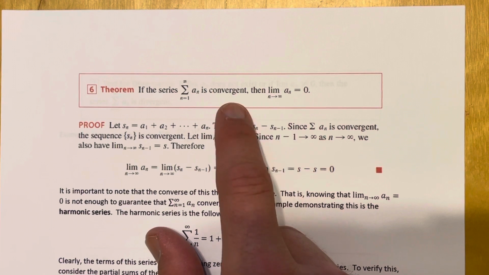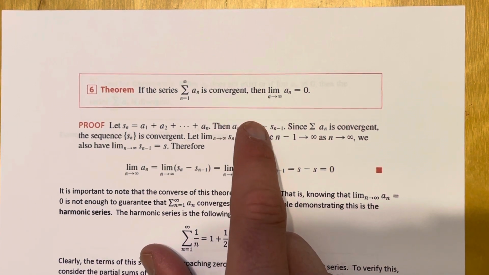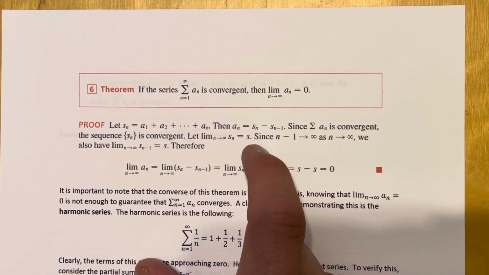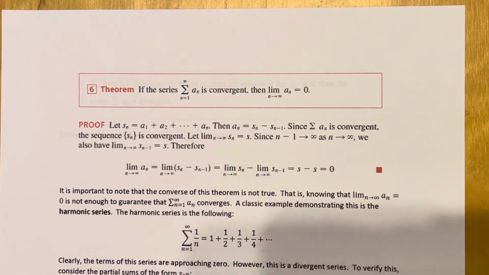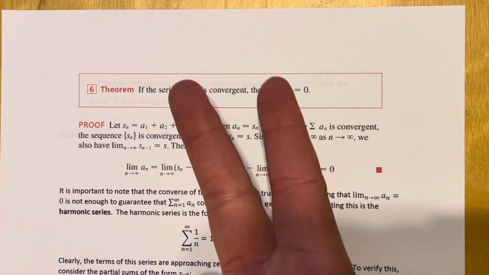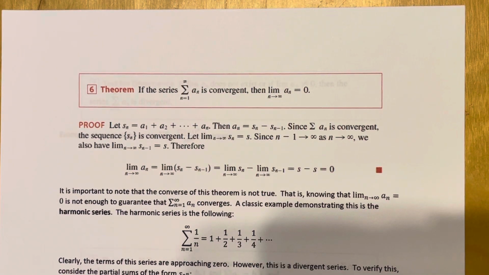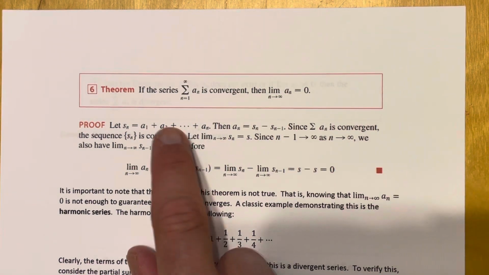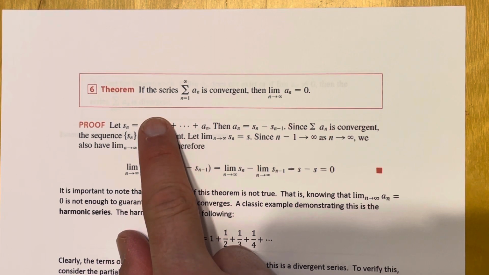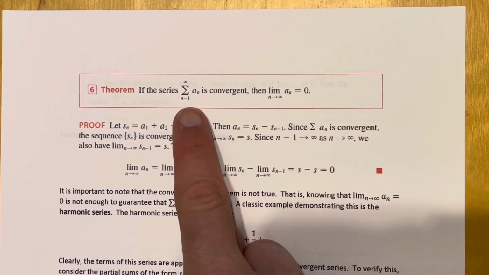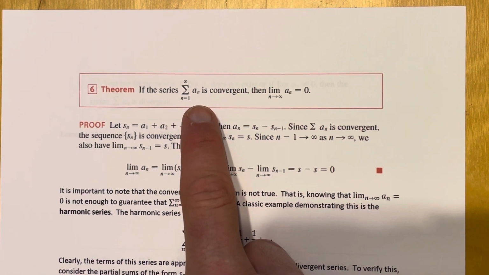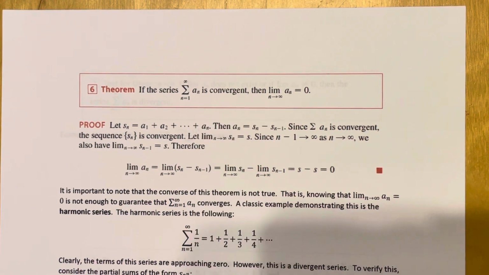The converse of this theorem is not true. And if you don't remember what the word converse means, this is an if-then statement. And if I were to switch the statements that show up after the if and the then, I get what's called the converse. So the converse of this theorem would state that if the sequence of terms has a limit of 0, then the series is convergent. And that is actually false. We've already seen an example that proves that false.